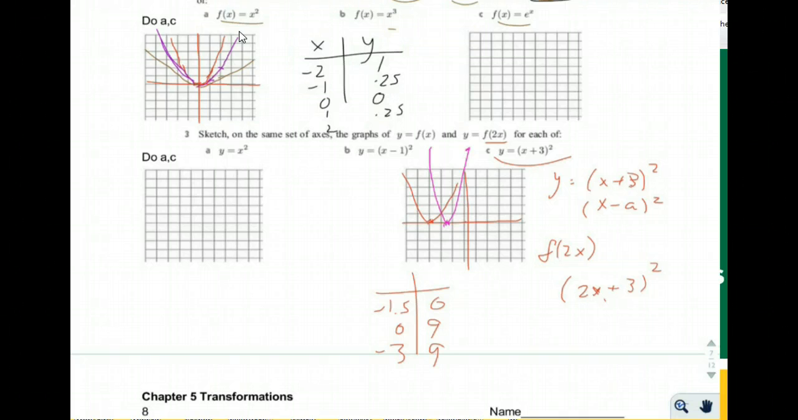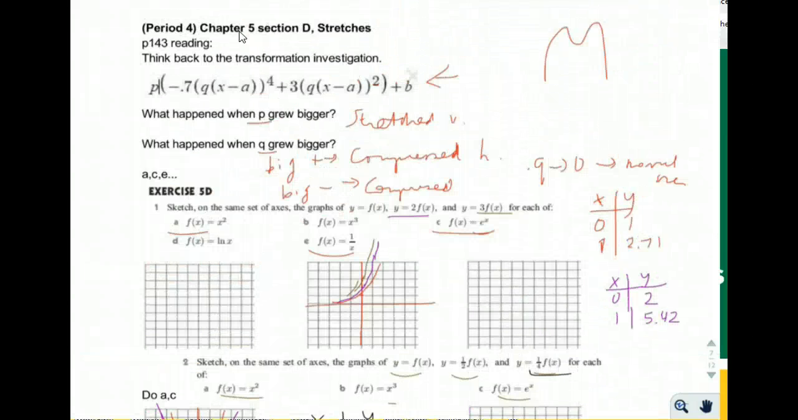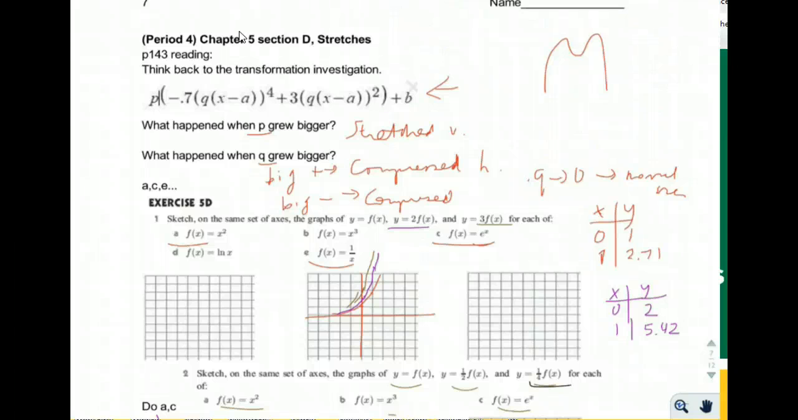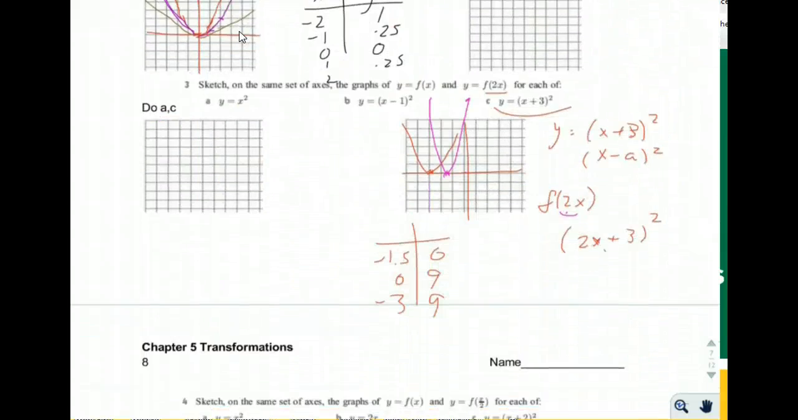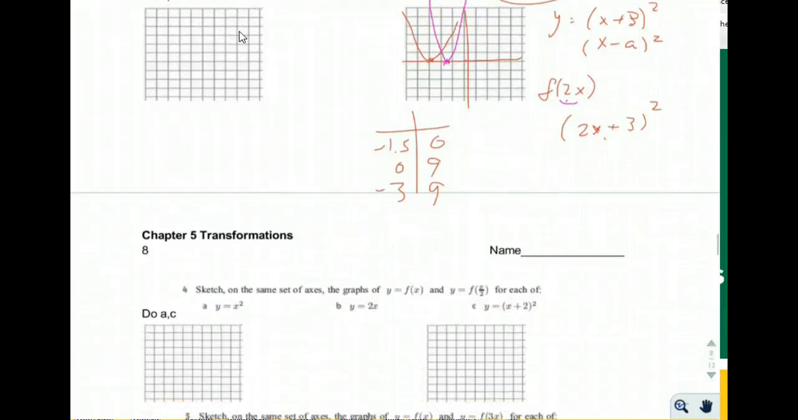So putting 2x inside the function f is going to compress it, and that should not surprise us because we already saw that when you have a q value, what happens with q? When you have a big q, it's going to compress it, and that's exactly what we saw here. When we have 2 instead of 1, it compresses the graph. One thing that we also see though is that if it's an off-center parabola, the off-centerness also compresses. Okay.